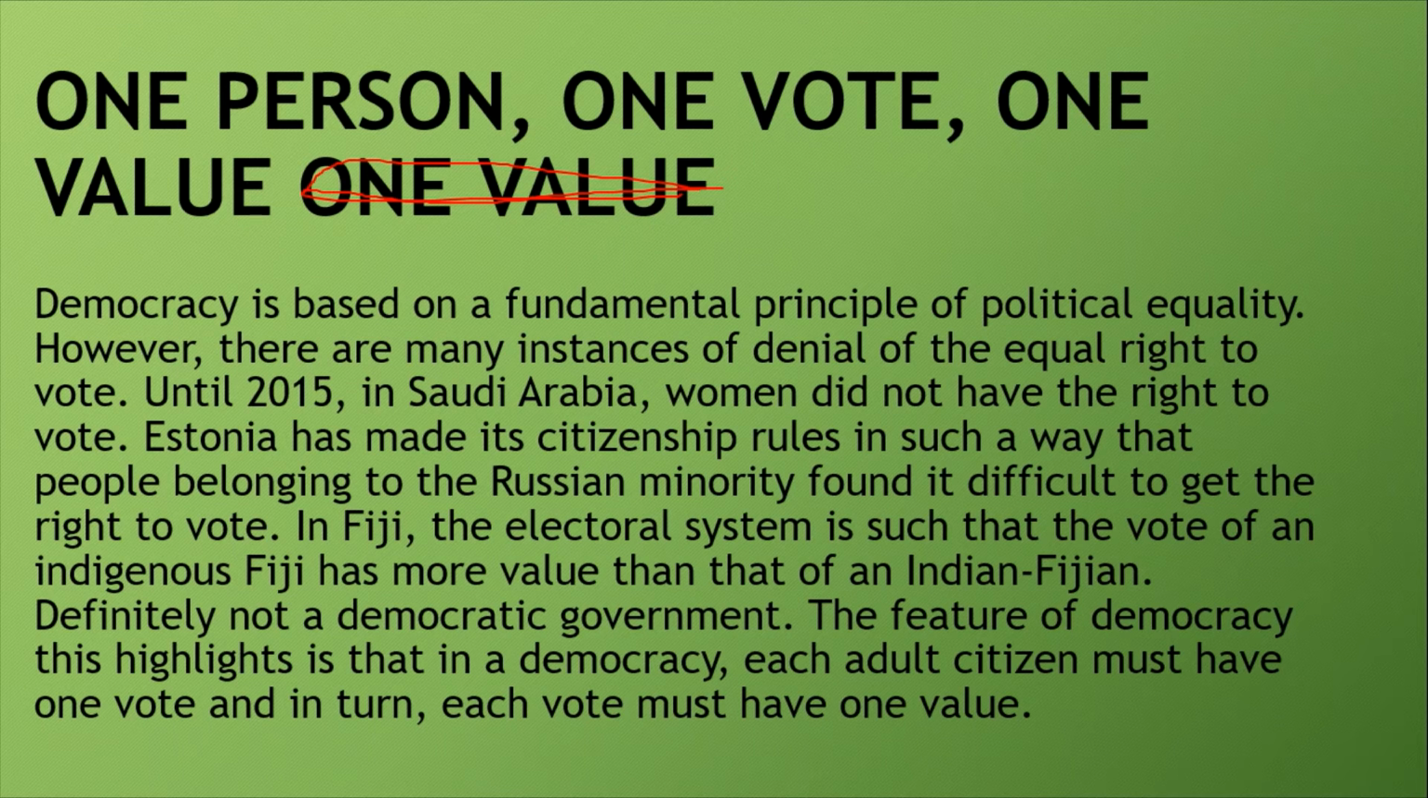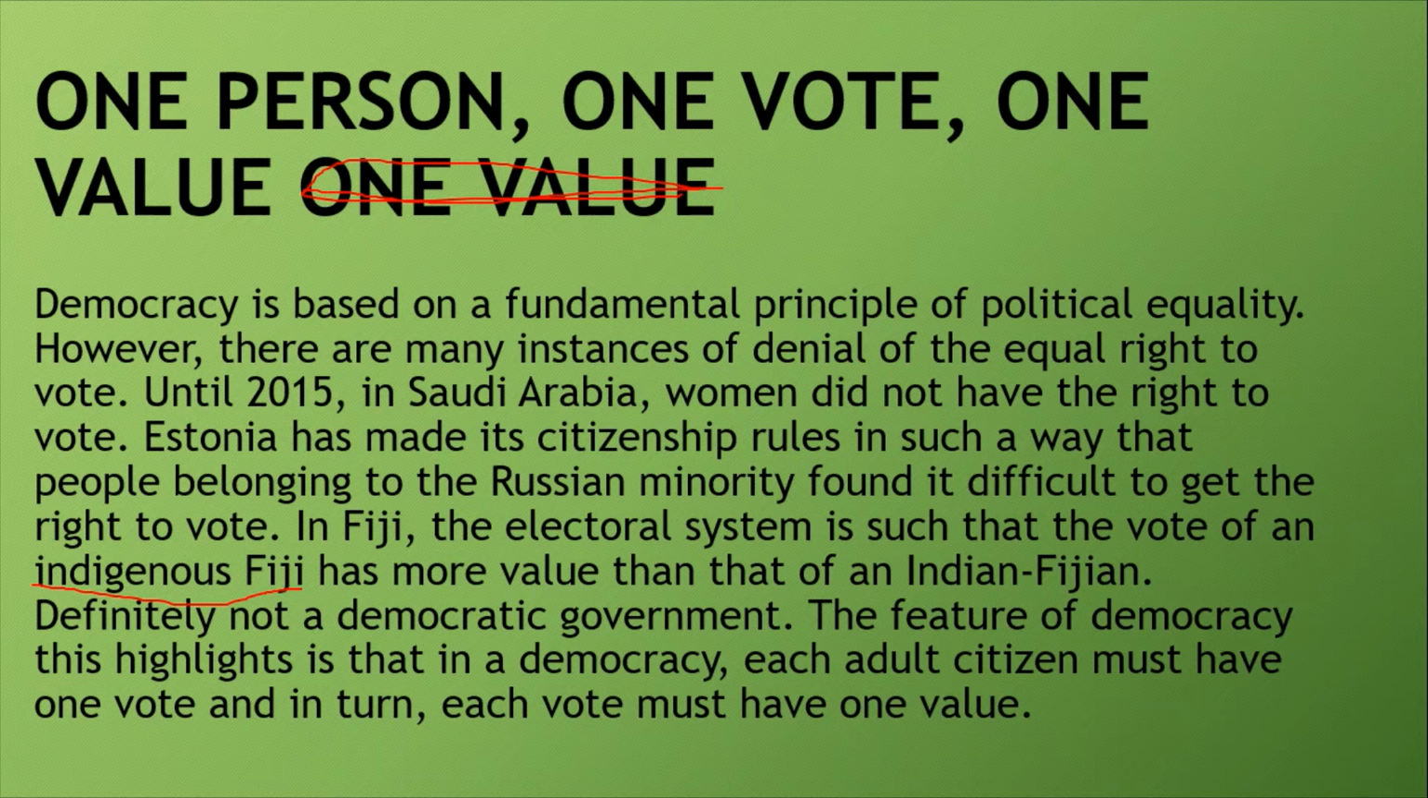However, there are many instances of denial of the equal right to vote. Until 2015 in Saudi Arabia, women did not have the right to vote. Estonia has made its citizenship rules in such a way that people belonging to the Russian minority found it difficult to get the right to vote. In Fiji, the electoral system is such that the vote of an indigenous Fijian has more value than that of an Indian Fijian. Here, indigenous Fijian means the local Fijian, the ones who are born in Fiji. Definitely not a democratic government.